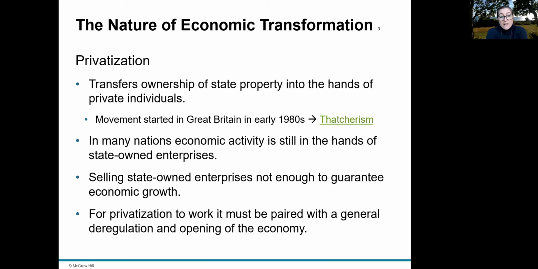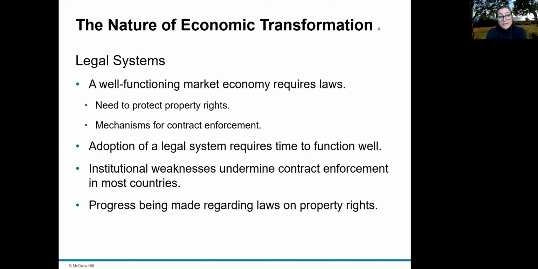In many nation states, economic activity is still in the hands of state-owned enterprises, and that doesn't guarantee economic growth. So for privatisation to work, it has to be paired with deregulation and opening of the economy. We also need legal systems that support a market economy. So we need legal systems that protect property rights and enforce contracts that have been agreed to.